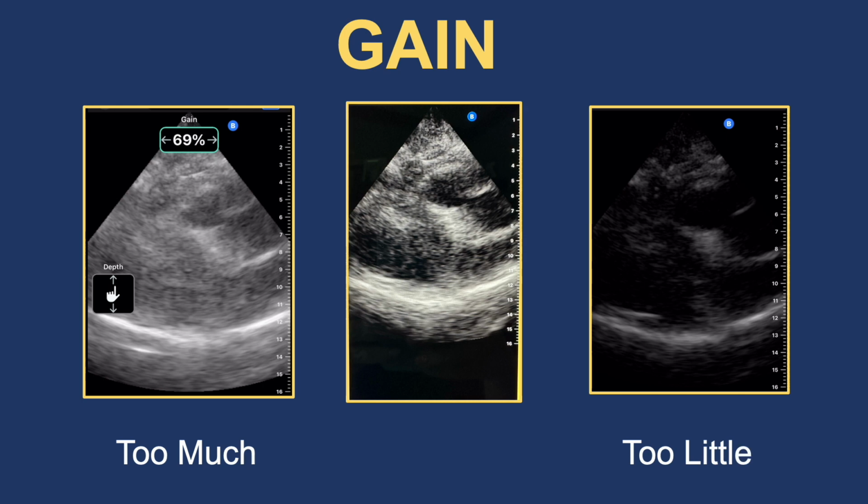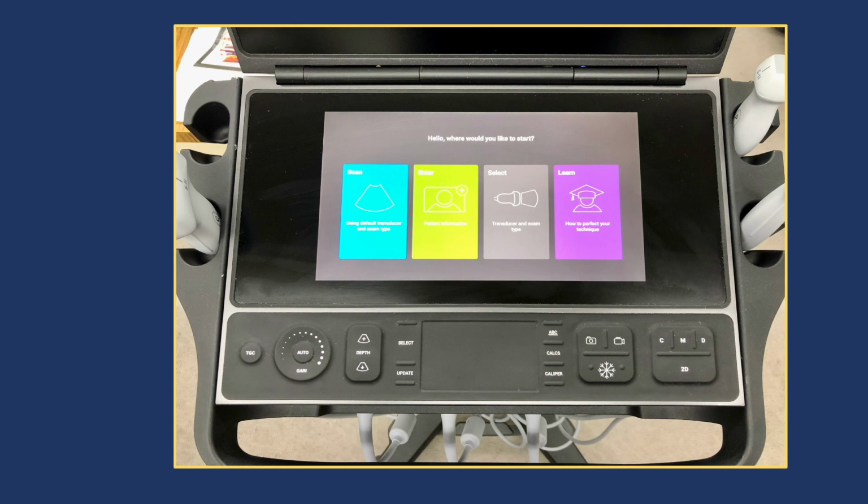You want it to be just right so that you can see a difference in the different echogenicity of the different tissues, so you can delineate what you're looking at. You want to put your image in the center of the screen. That way you can push an auto gain button and the machine will help you with the best gain. If you want to adjust it manually, there are ways to do that on each machine.